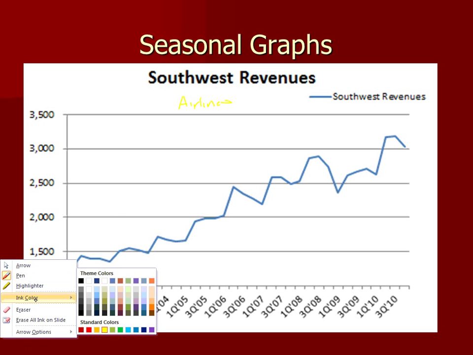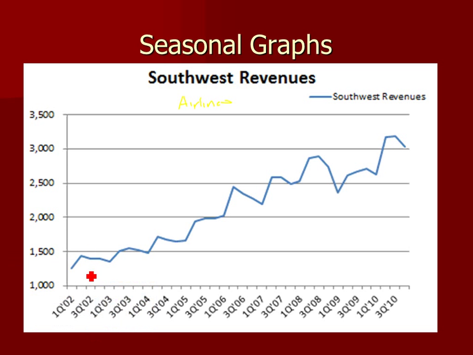So quarters means like first quarter is January, February, March. Second quarter is April, May, June. July, August, September, October, November, December. What you'll notice is that January, February, March, people don't fly much. But then April, May, June, your spring break months, your beginning of vacation months, people fly a lot.